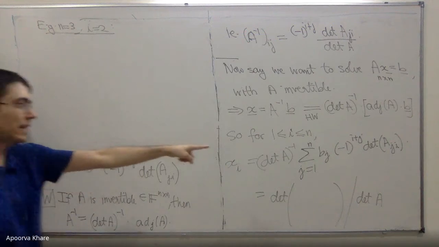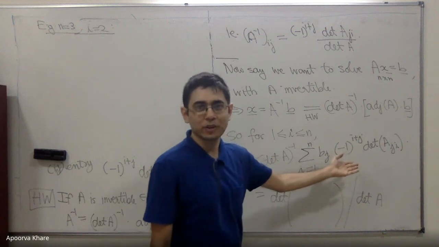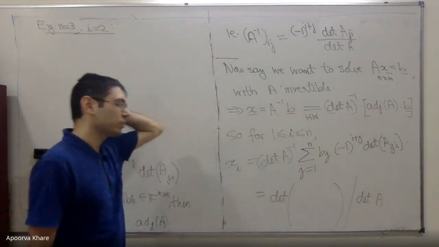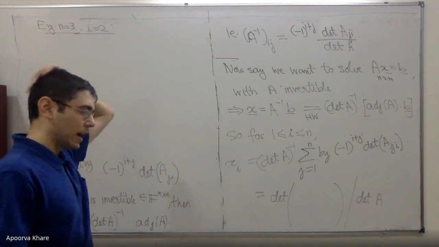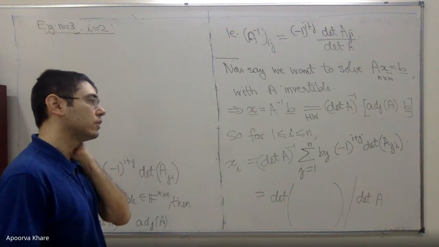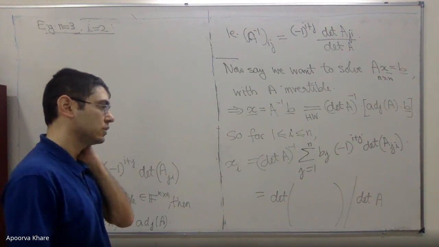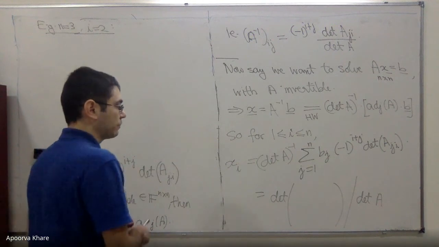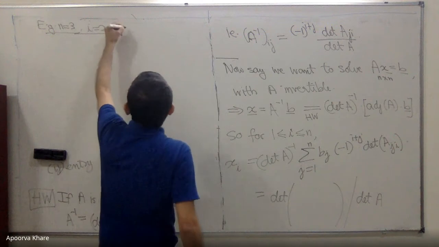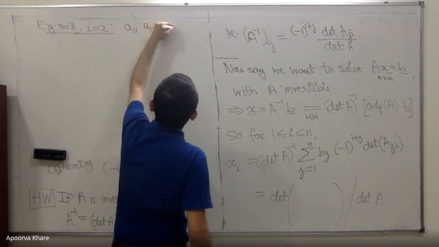So I want to interpret this as the determinant of a matrix. And it's very clear what it should be, right? A_ji is the matrix with the jth row removed and the ith column removed. But I'm summing over the j, so I'm putting in all the j's, the jth row is being replaced. So let's look at this matrix: a11, a12, a13.